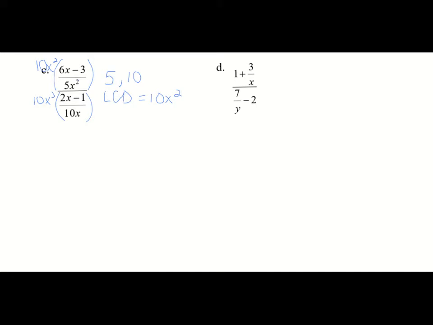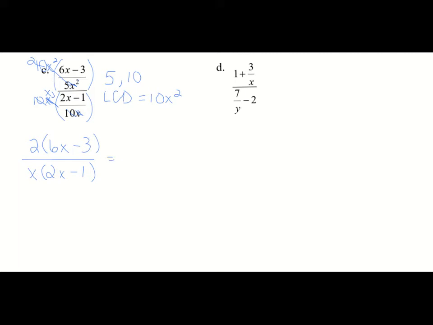And I know 5 goes into 10 twice, so that becomes a 2, and the x squareds will cancel. So it's going to leave me with 2 times 6x minus 3 over, and then here my 10s will cancel, and I'll get rid of 1x because I have x squared and x, but I still have 1 left over, so I'll have x times 2x minus 1.